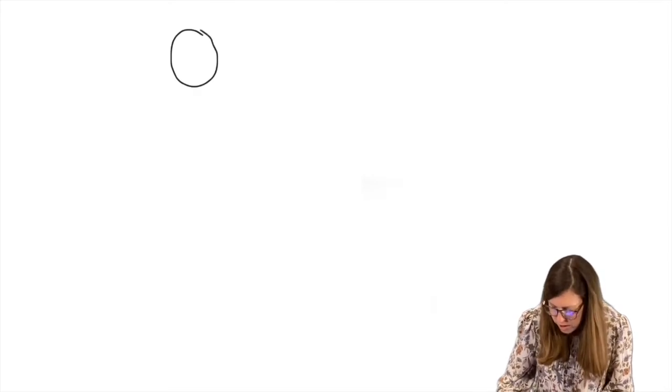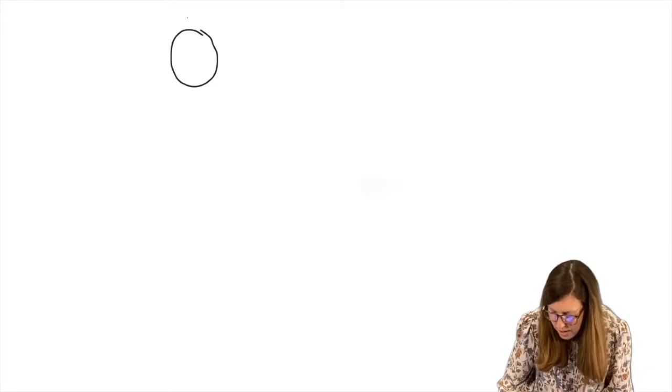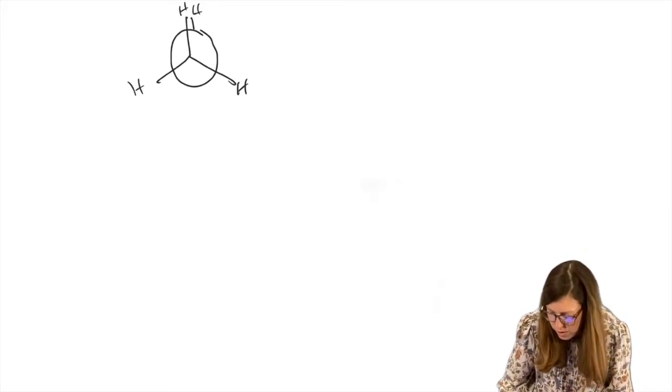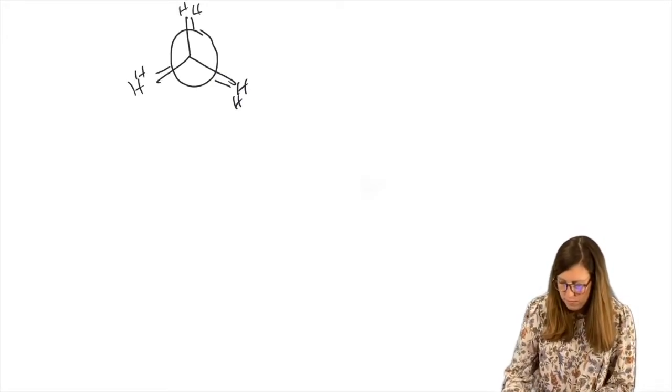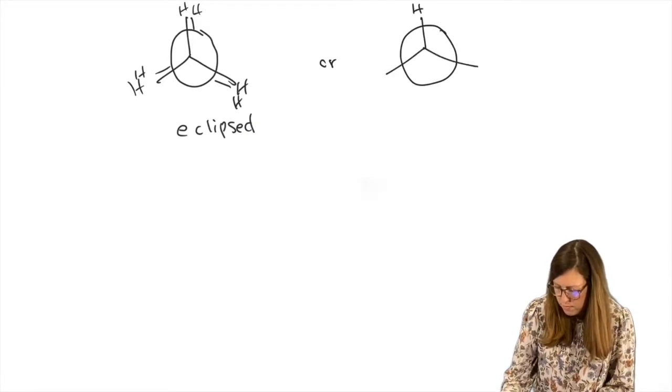I'm just redrawing the Newman right now from the previous page. So we either have eclipsed, so ethane, remember, only is a CH3 and a CH3. So you either have eclipsed, okay, or staggered. You rotate all you want, they're going to match one of these.